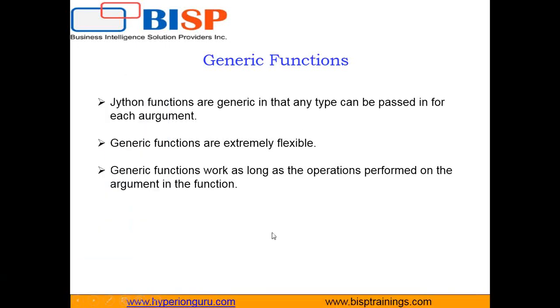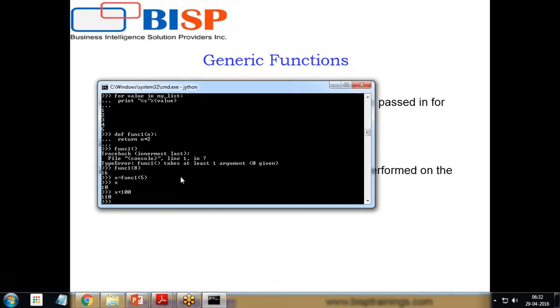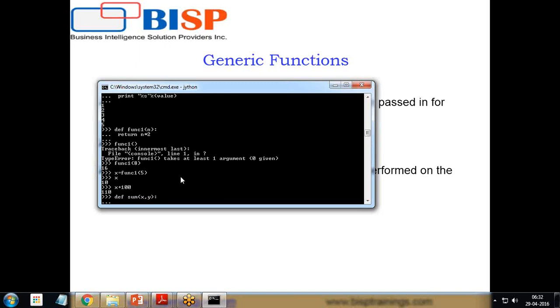So let's take an example of a generic function. Generic functions are extremely flexible. For the same kind of task, you don't need to define multiple functions. The same function will solve the task. A generic function works as long as the operation performed on the arguments is valid. Let's take an example. I define def sum and pass two parameters x comma y, and it returns x plus y.